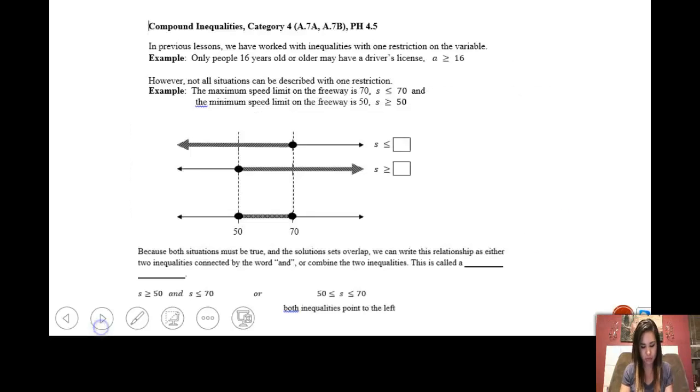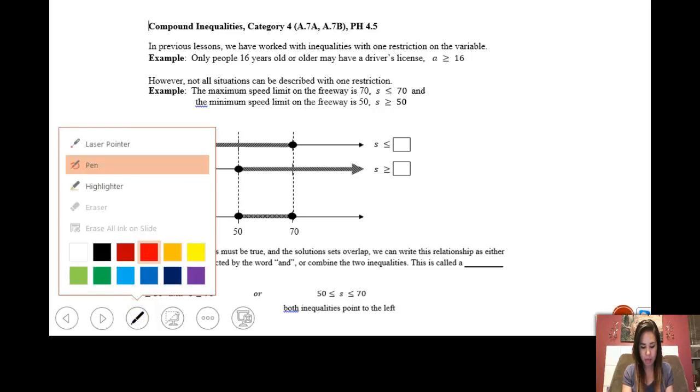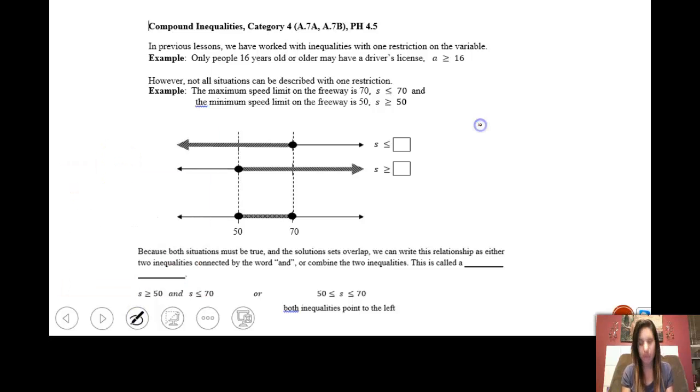So in this first example, it says, in the previous lessons we have worked with inequalities that have just one restriction. So for example, only people that are 16 years old or older may have a driver's license. So they gave you that example and they wrote A is bigger than or equal to 16, A being the age. Now in real life that's not always the case. Sometimes there's more than one restriction.